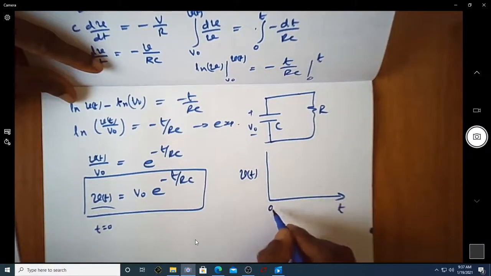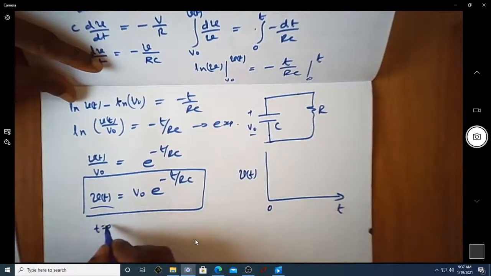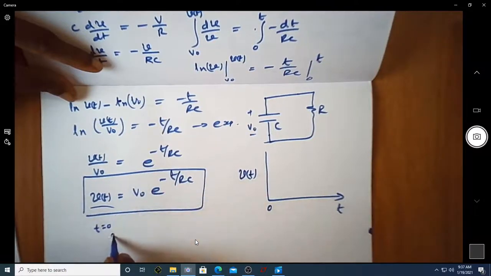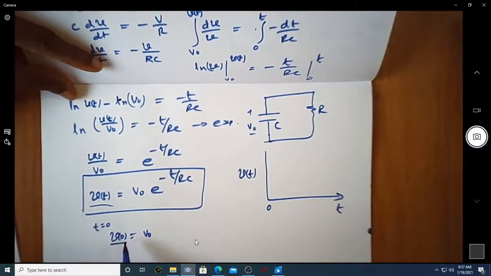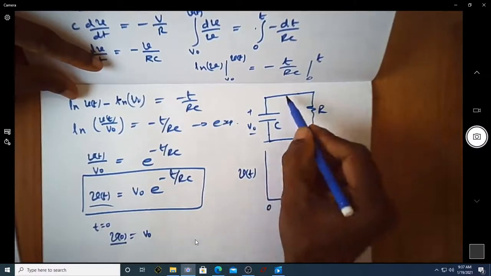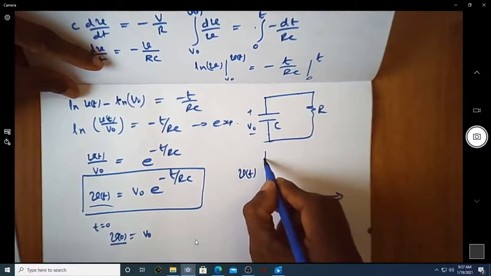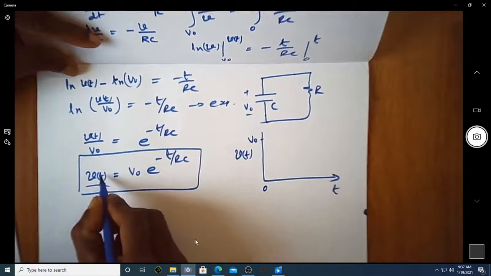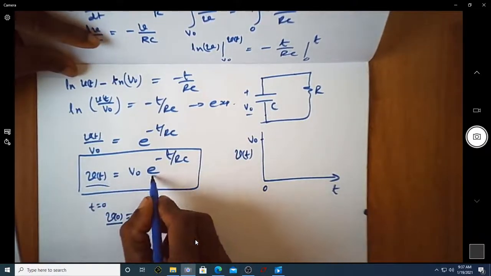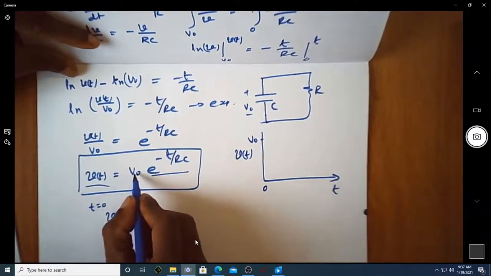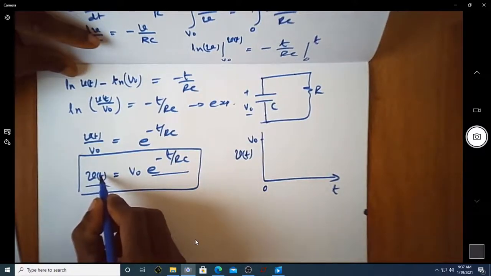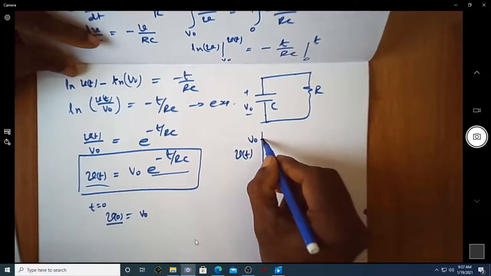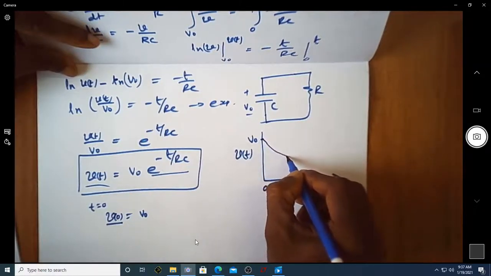So at t equal to 0, if you substitute t equal to 0 into this expression, then V of 0 becomes V naught, meaning the capacitor voltage at the instant of closing the switch is the initial voltage across the capacitor, which is V naught. As you increase t greater than 0, because of this term, V of t will start reducing exponentially. You can see it keeps reducing exponentially.